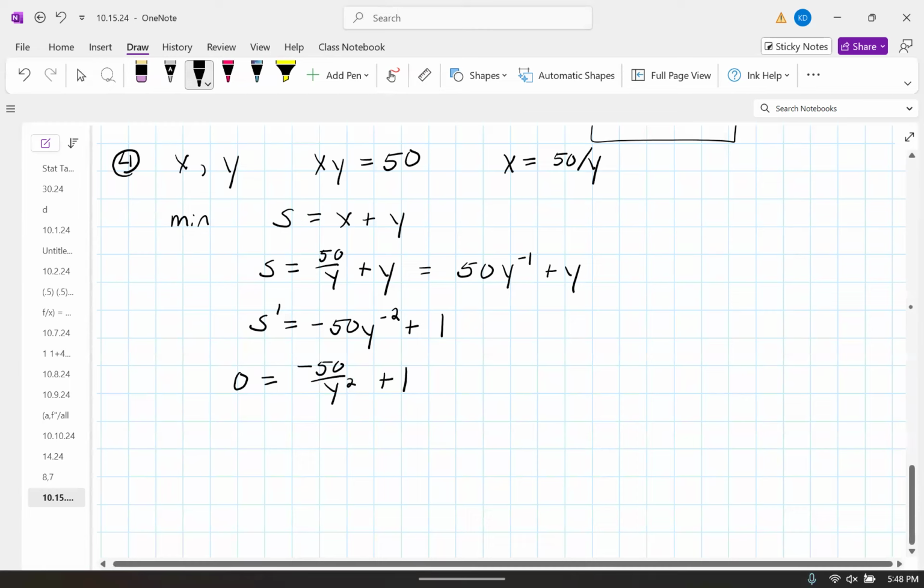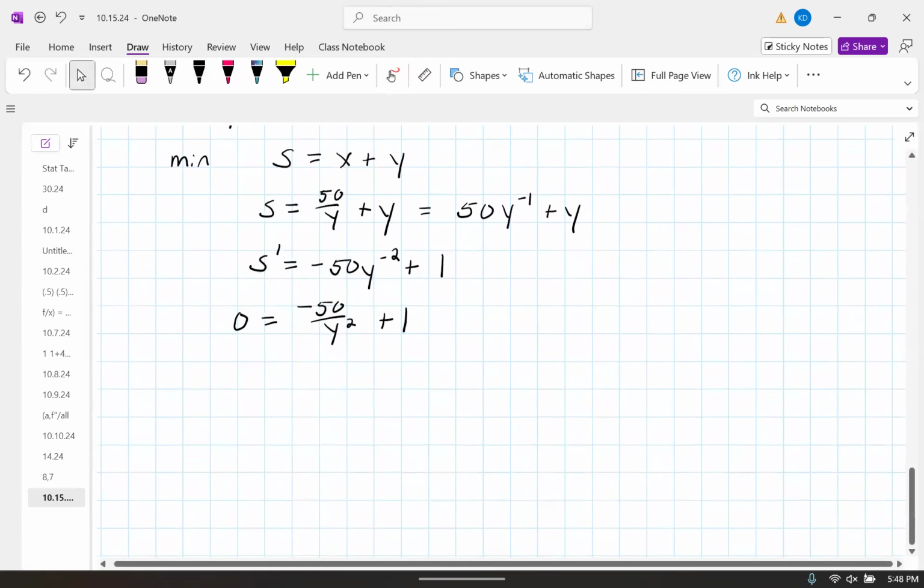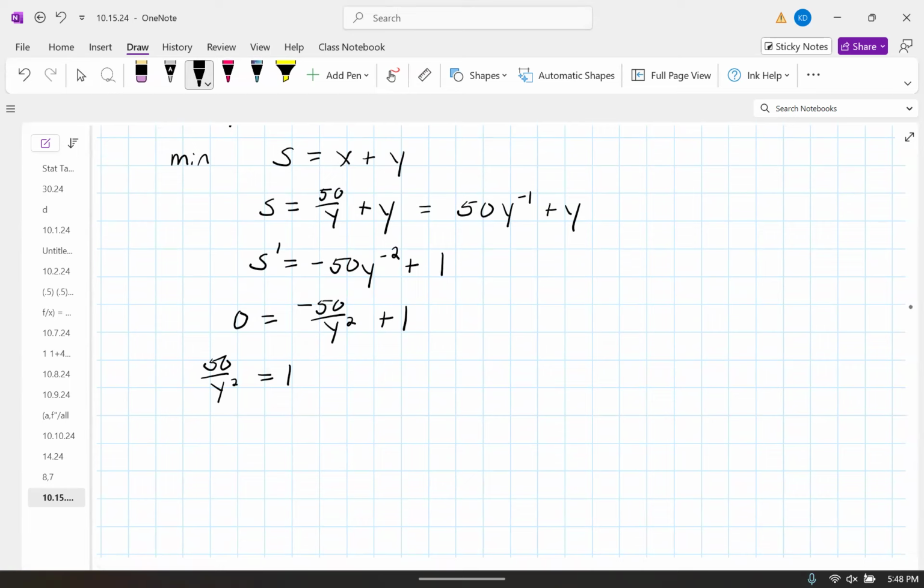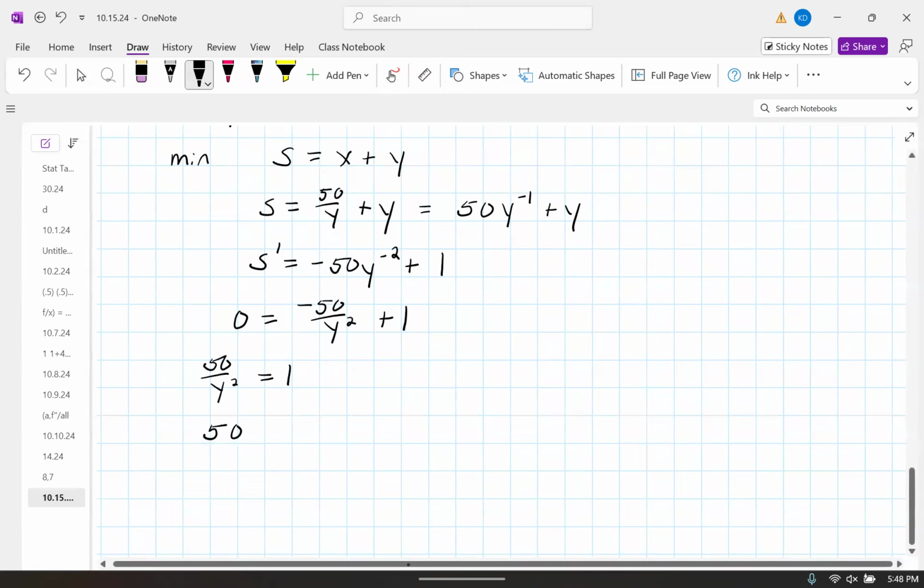Okay, I'm going to rewrite it as the denominator now. Add the negative 50y to both sides, or y squared rather. We already know y can't be 0 because it's a positive real number, so I don't even need to note that. If I get a 0 out of here, we throw it away anyway. So we're good here. Get my y out of the denominator. So multiply both sides by y squared. I get 50 equals y squared.